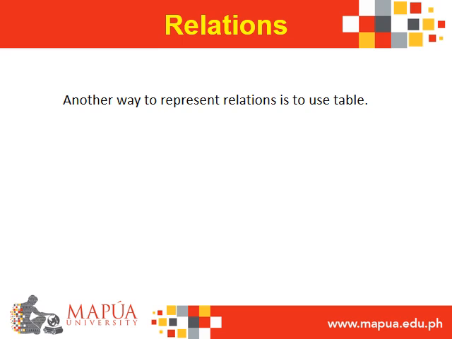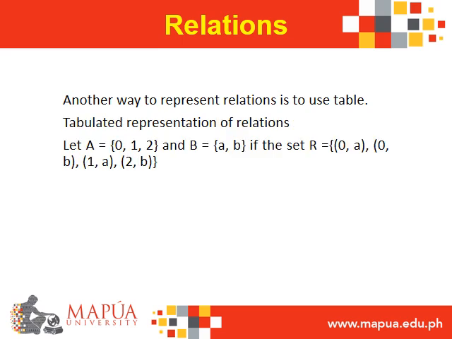Another way to represent your relation is to use a table. So if we represent our given relation from set A to set B, containing the following ordered pairs 0A, 0B, 1A, 2B, it would appear like this, whereby the elements of your rows correspond to your set A, and the elements of your columns correspond to set B. And the cells where they intersect are marked with X if these particular elements are related and seen in your relation set.